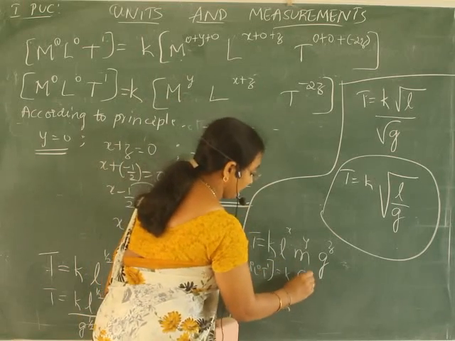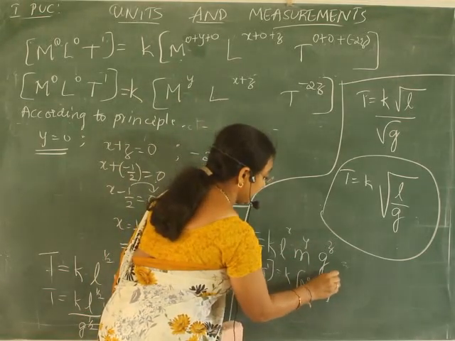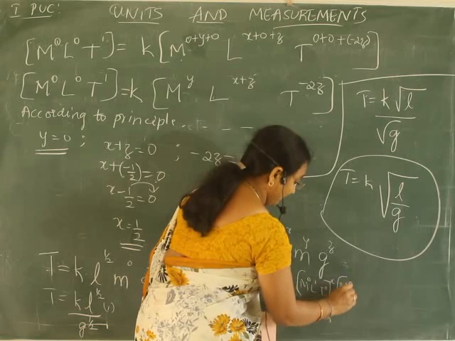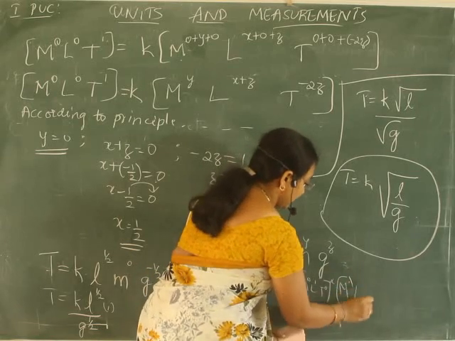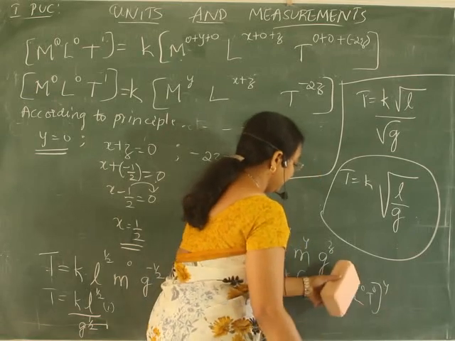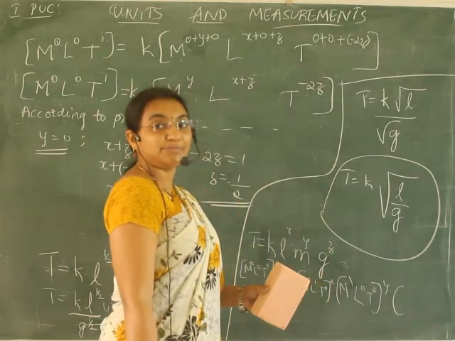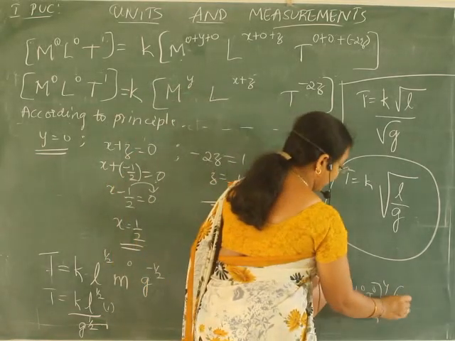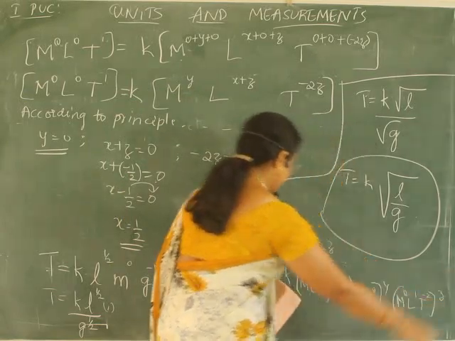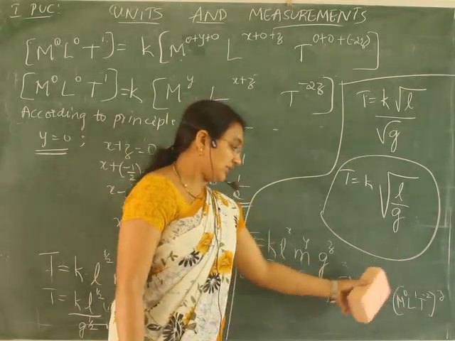Length: M to the power 0, L to the power 1, T to the power 0, to the power x we had given. Then for mass, what have we done? M to the power 1, L to the power 0, T to the power 0, to the power y. Then acceleration due to gravity is meter per second square, so M to the power 0, L to the power 1, T to the power minus 2, to the power z. Then we multiplied the powers from outside to inside.